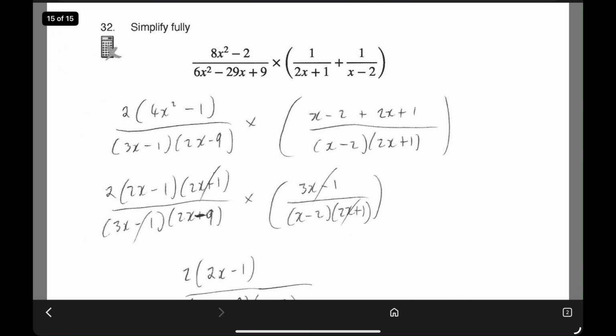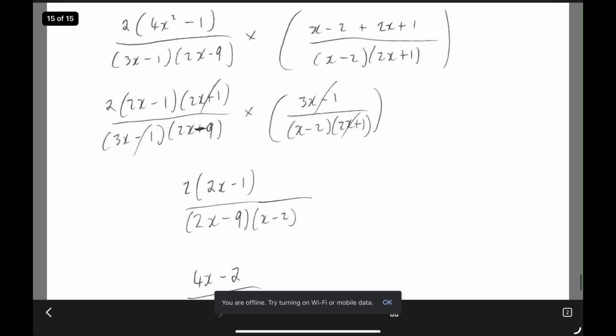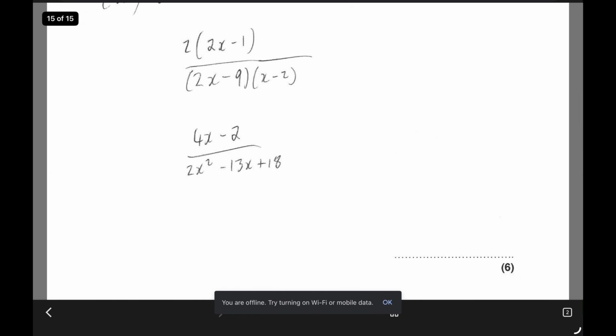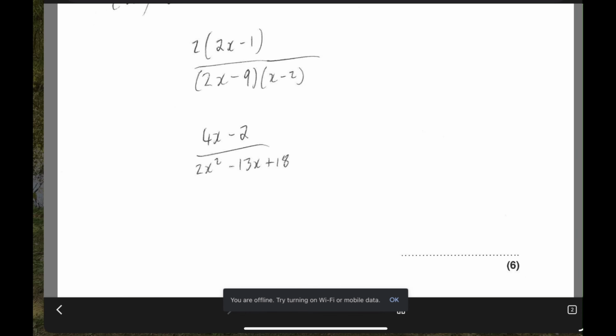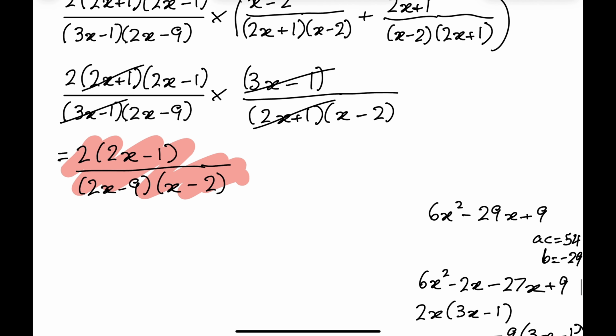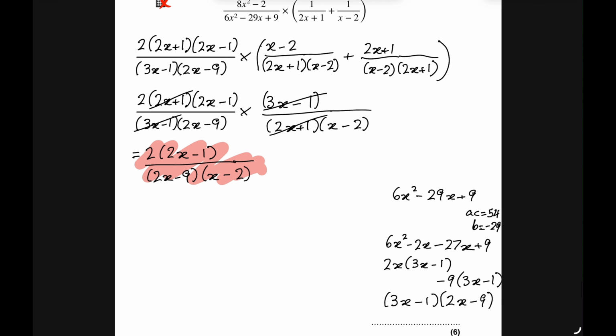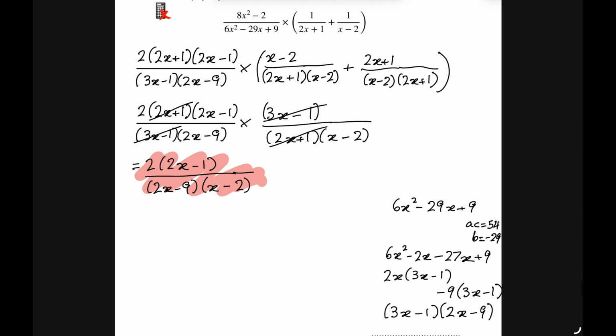And if you actually go and look, you get 2 times 2x minus 1, 2x minus 9, x minus 2. And then at the end there, you could expand all of those brackets. You don't have to do that. It's entirely up to you. Unless it asks for a specific form, you don't need to expand any brackets.